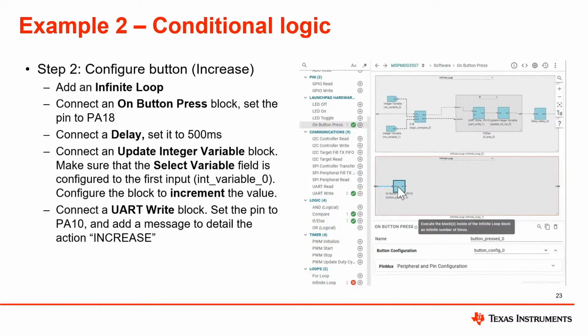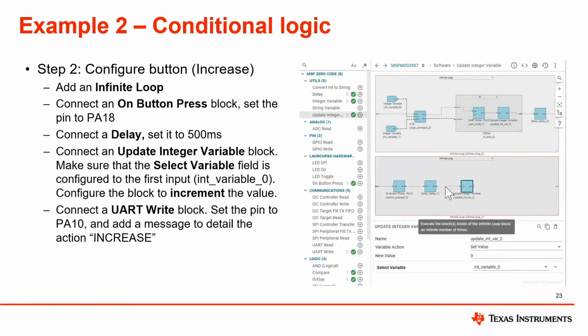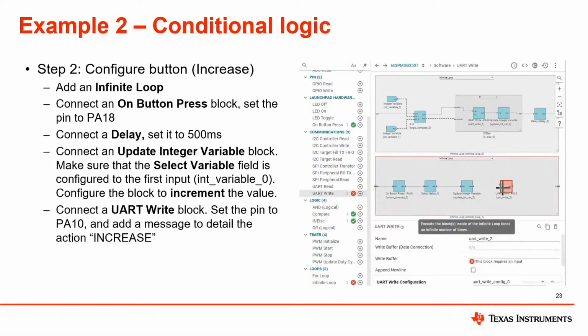Next step here is to configure the buttons. In this case, we'll be making 3 different infinite loops. 1 to increase on a button press, 1 to decrease on the button press, and then the third one to check the difference between the variables. So here you would just have to click add an infinite loop, connect the on button press block, and select the PA18 option for the one that is on the board.